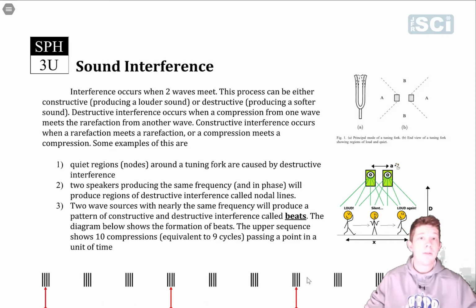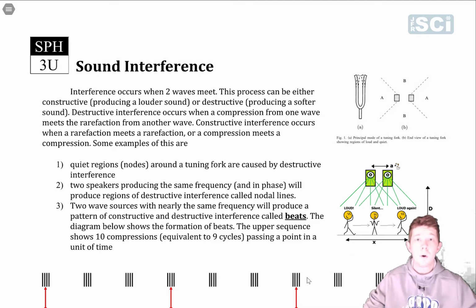However, if you have a compression meeting a rarefaction, that's like a crest meeting a trough, the two will actually negate each other and the sound will actually get quieter. So you have destructive interference. Now there's a couple ways that I can demonstrate this to you, and I've written a couple on the page here and we'll go through each of them.